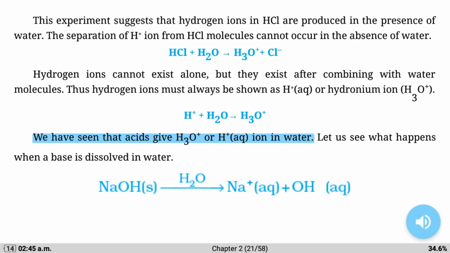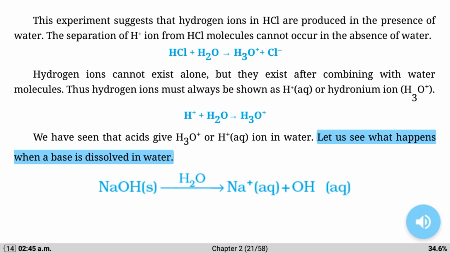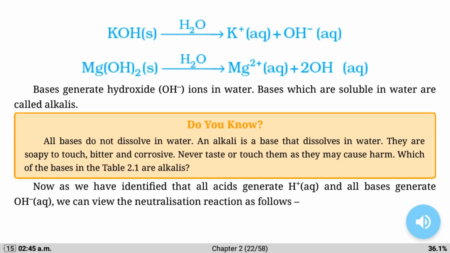We have seen that acids give H3O+ or H+(aq) ions in water. Let us see what happens when a base is dissolved in water. Bases generate hydroxide (OH−) ions in water. Bases which are soluble in water are called alkalis. Do you know? All bases do not dissolve in water. An alkali is a base that dissolves in water. They are soapy to touch, bitter and corrosive. Never taste or touch them as they may cause harm. Which of the bases in Table 2.1 are alkalis?